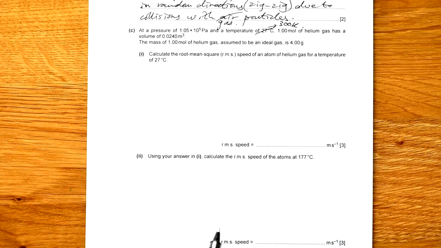1 mole of helium gas is a volume of this. The mass of 1 mole of helium gas, assumed to be an ideal gas, is 4 grams. Calculate the root mean square speed of an atom of helium gas for a temperature of 27 degrees.